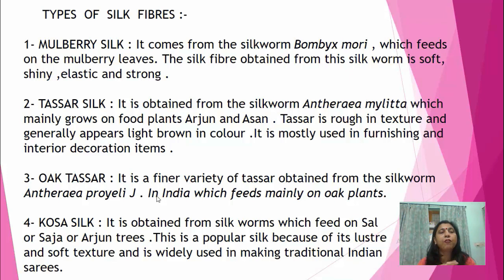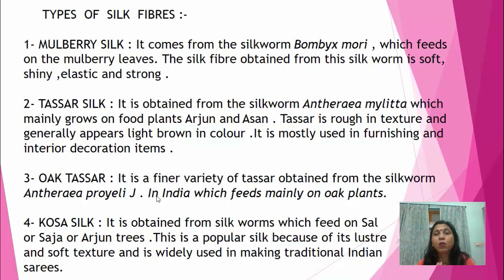Now the types of silk fibers. Depending on the characteristics as well as the variety or species of silk moth and the feed of that silk moth, the silk fibers are categorized into different types. The very first is mulberry silk. As the name is suggesting, the silkworm must be feeding on mulberry leaves, and this mulberry silk comes from the silkworm known as Bombyx mori. Bombyx mori is the scientific name of that mulberry silkworm.